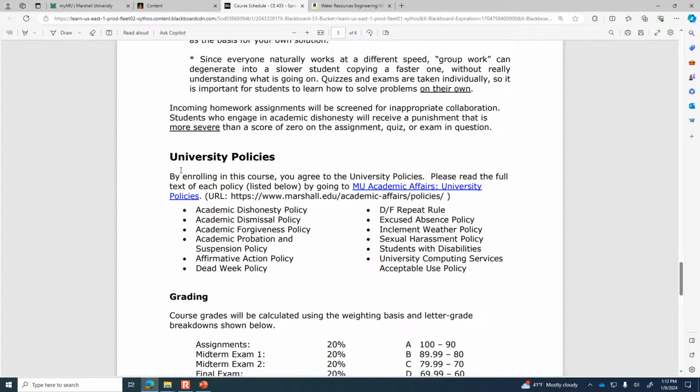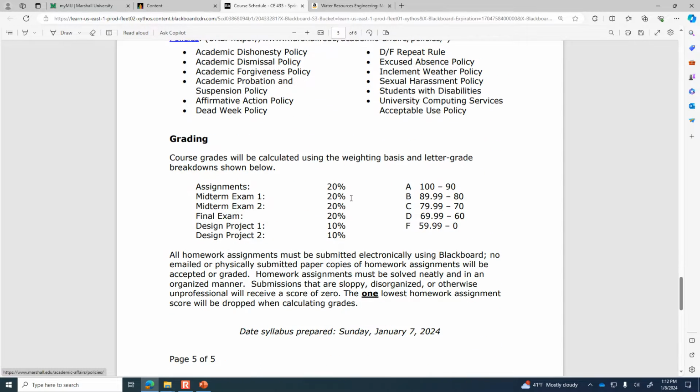So those and other university policies are available on the Academic Affairs website, which you can get to with this link. If we look at the grade breakdown for the course, you'll see that 20% of the grade is from assignments, 20% each for the 2 midterm exams, 20% for the final exam, and then we have 2 design projects, each of which are 10% of the course grade.